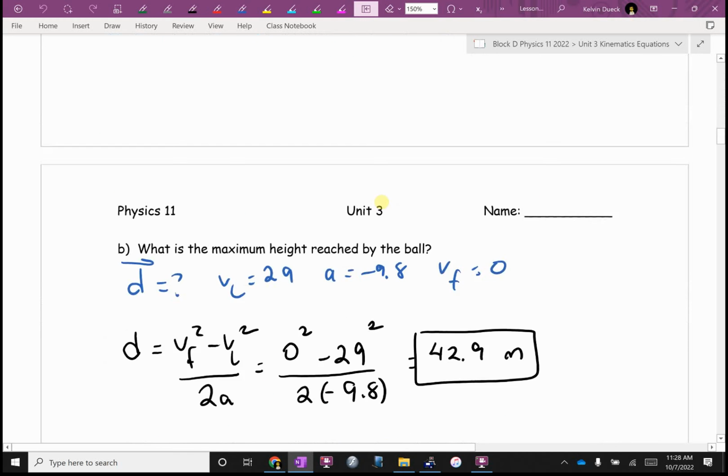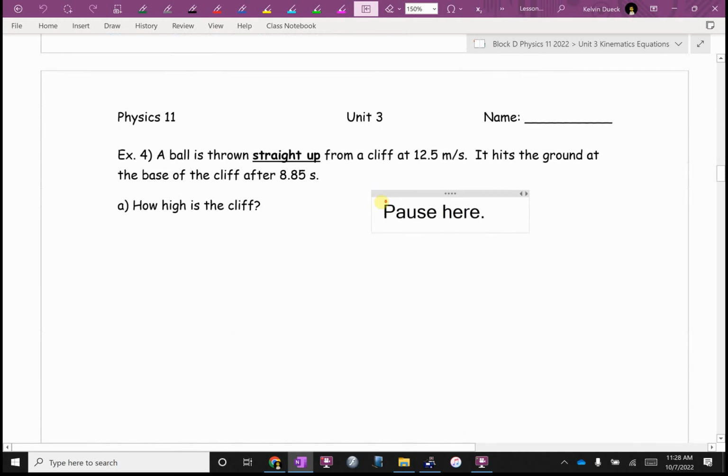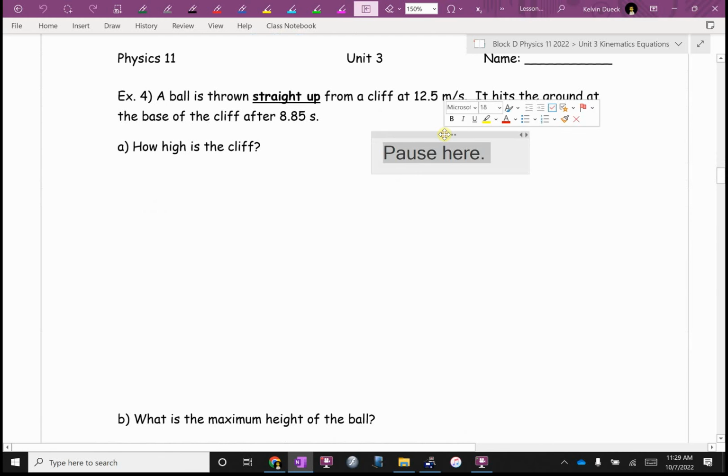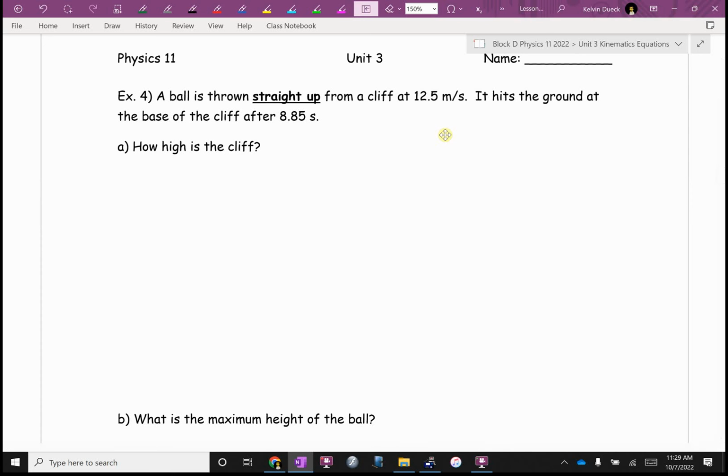We got to, I think, example 4. Pause here. A ball is thrown straight up from a cliff at 12.5 meters per second. By the way, what if I had said straight down from a cliff? What would I need to change? Yeah, that's all. So we can handle an awful lot now. I've spent so much time giving you all these skills so that I can throw you a mini curveball, not a big issue. Hits the ground at the base of the cliff after 8.85 seconds.